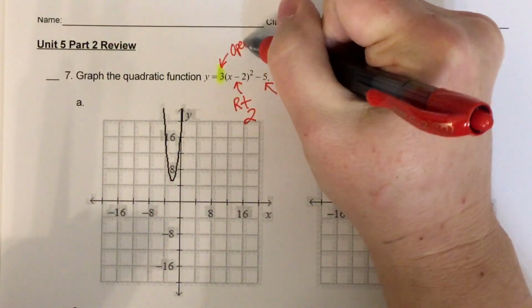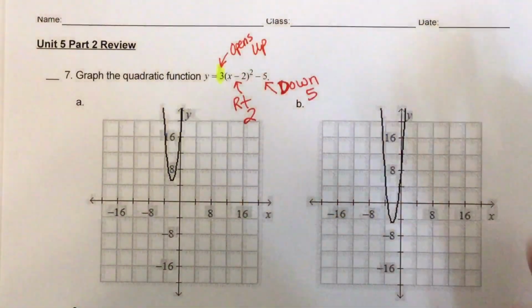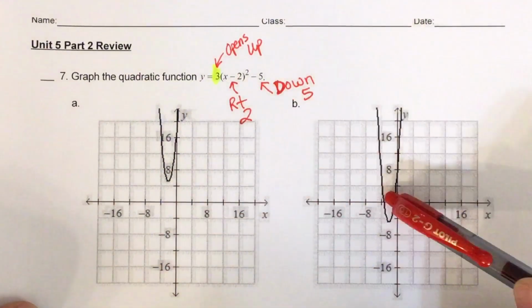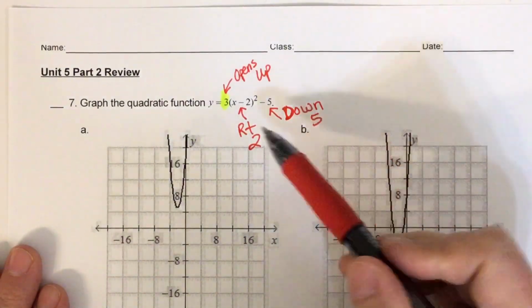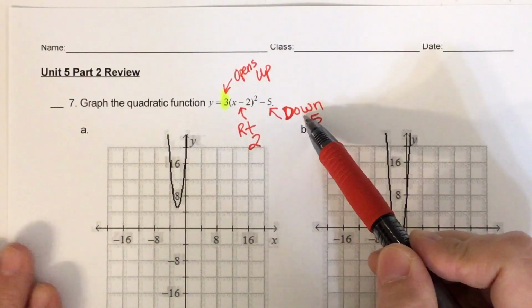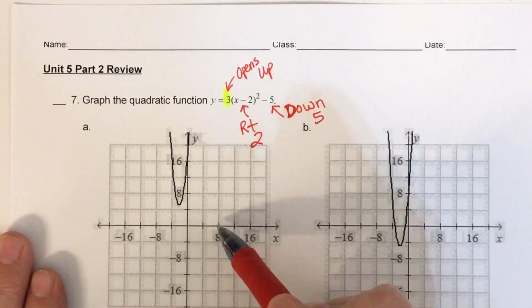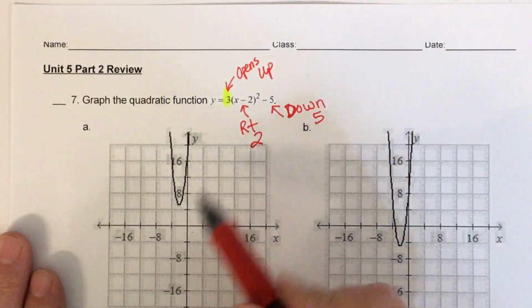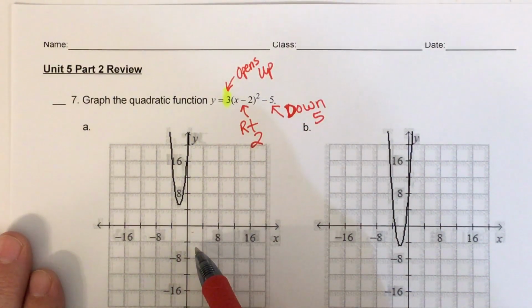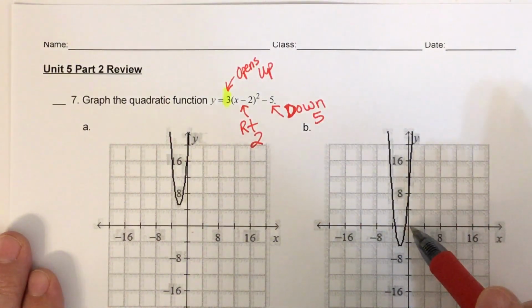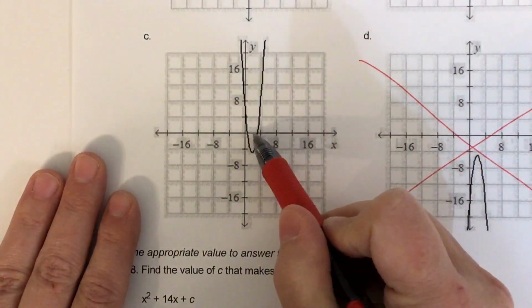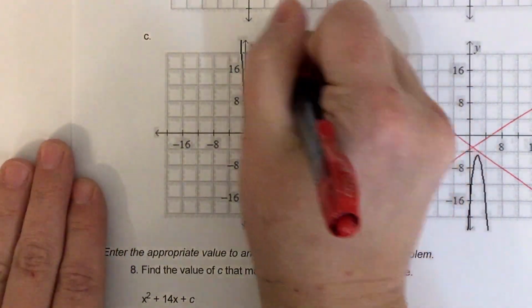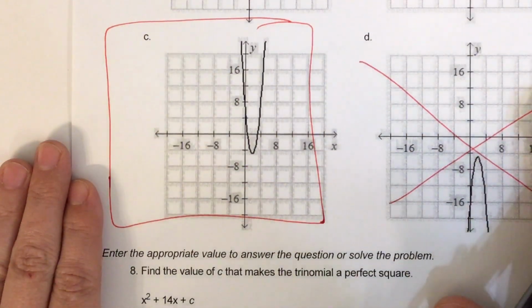So if I look at these pictures, I can see that this opens up, that opens up, that opens up. You don't open up, so D's out. Now, I just need to see which graph goes right 2 and down 5, the vertex. Now, these are going by 4s. So right 2 and down 5, the vertex is nowhere near that. This one, right 2, down 5, no. This one, right 2, down 5, okay. Looks like C is our answer.